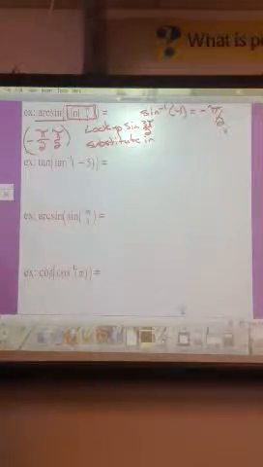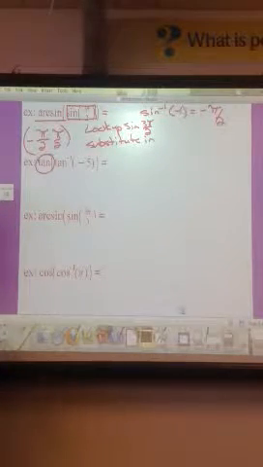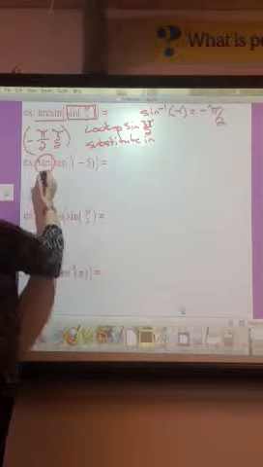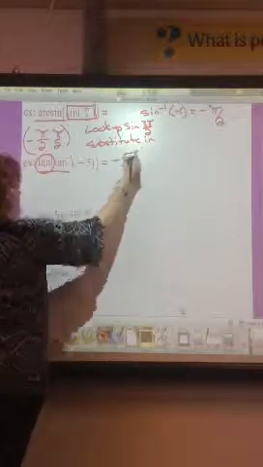The next one, I've got a tangent on the outside. Tangent has no restrictions, and since it has no restrictions, the tangent and the tangent inverse cancel each other out, and your answer is just negative 5.